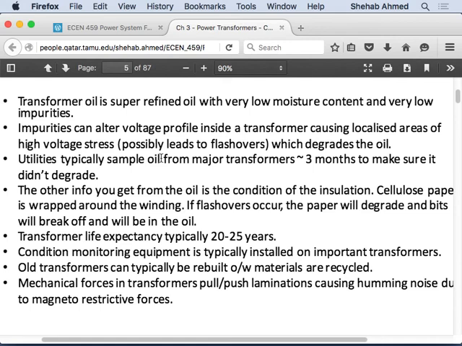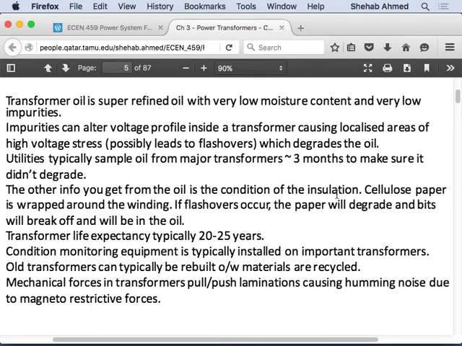So what happens if these areas happen to be close to windings? The windings would typically have insulation wrapping around them. Each winding will be wrapped with insulation. This is typically cellulose paper. I think I wrote it here. Yeah, so it's a cellulose paper typically around the winding, and this paper can degrade if flashovers occur. Moisture will attack paper or attack insulation materials.